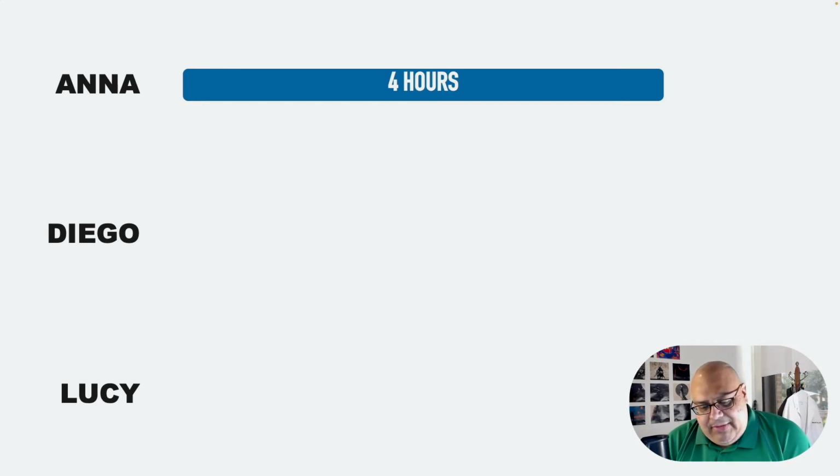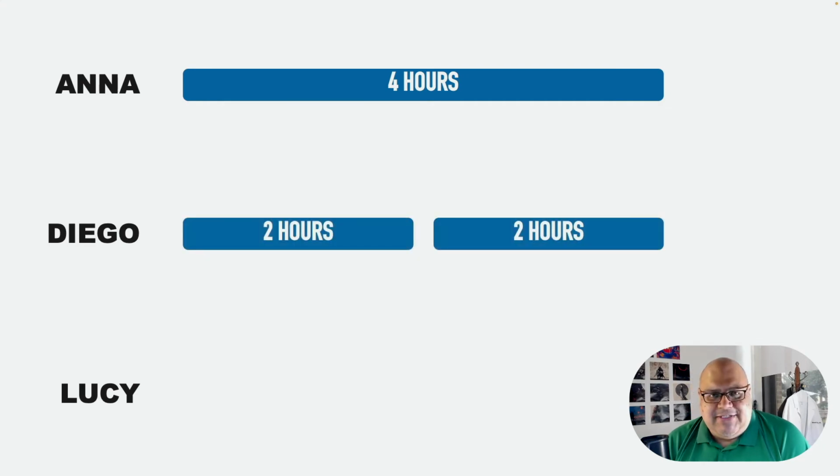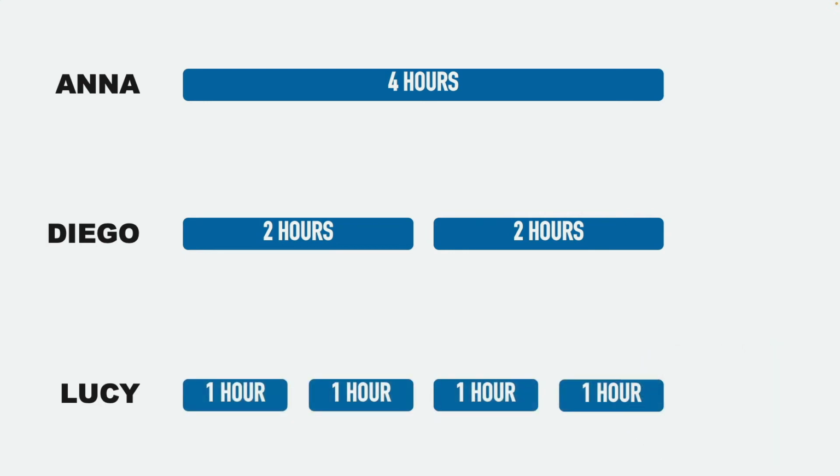Diego, as it turns out, with his class schedule, with his life and his commitments, also has 4 hours to devote to studying for this chemistry exam. But instead of 1 4-hour block, he divides his studying into 2 2-hour blocks a couple of nights apart. And then finally, Lucy, as it turns out, also has 4 hours that she can devote to prepare for this chemistry exam. But instead of 4 hours all at one go, like Anna, or 2 2-hour blocks of studying, like Diego, Lucy breaks her studying down into 4 1-hour blocks over different days.